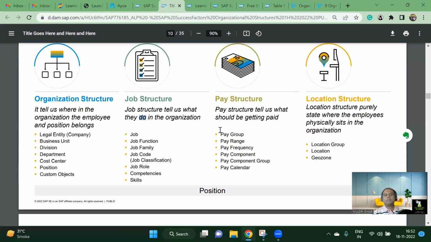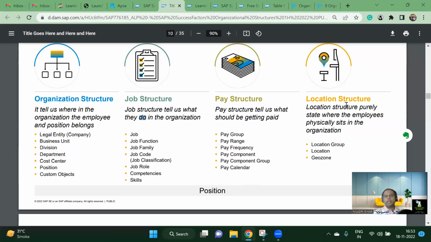Similarly, the next one is payroll. Pay structure talks about how employees are getting paid, because every organization has a pay group, a pay range, and pay components, whether it is basic, HRA, different insurance, different allowances, meal allowances, study allowances. Those are different components. Then you will have a pay component group. So these are the different elements of a pay structure.